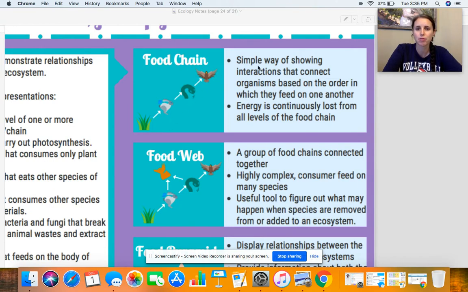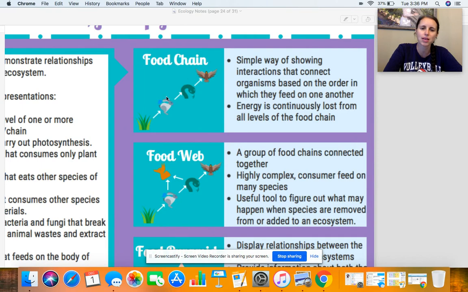What's really nice about food chains, it's a simple way of showing interactions and how different organisms are connected. So I can look at this and really clearly see what's going on. It also shows you that energy is continuously lost from all levels. So we'll talk about just how much energy in a second, but just know that as we go from this level to this level, there is energy lost.